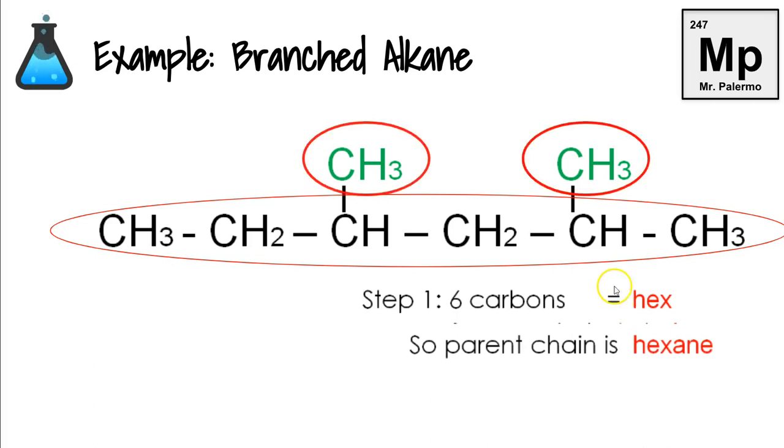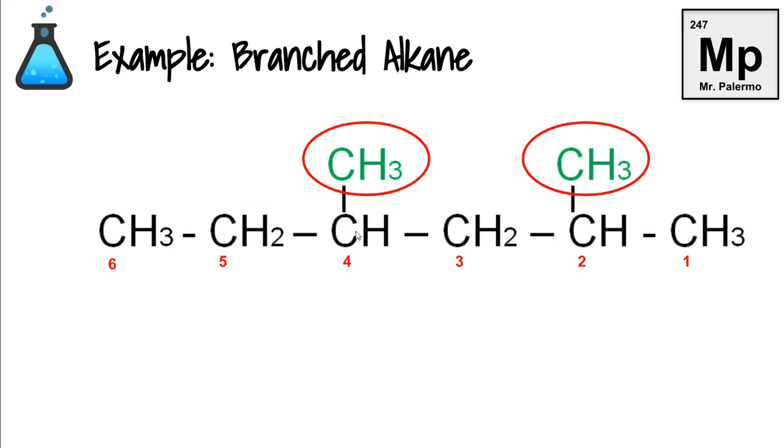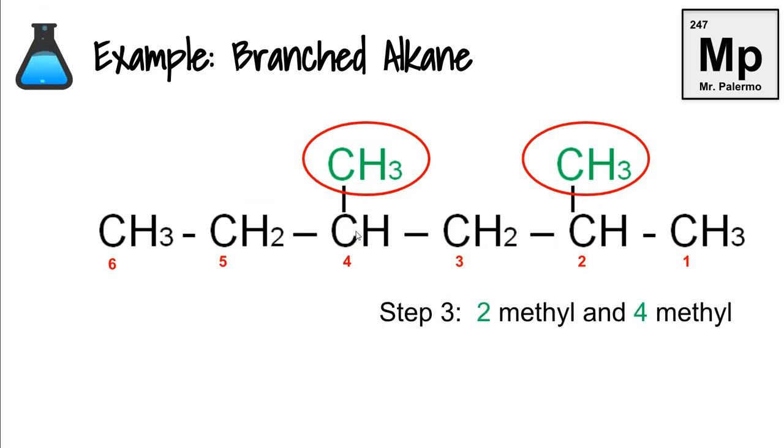Then I identify my branches. I have a branch here and a branch here. And so in this case, I want to number from right to left again. So 1st carbon, 2nd carbon, 3rd, 4th, 5th, and 6th. So I have a branch sticking off the 2nd carbon and the 4th carbon here. Step 3, I want to name these branches. So I have a 1 carbon branch, that's methyl, a 1 carbon branch, that's methyl. This is on the 2nd carbon, that's on the 4th.